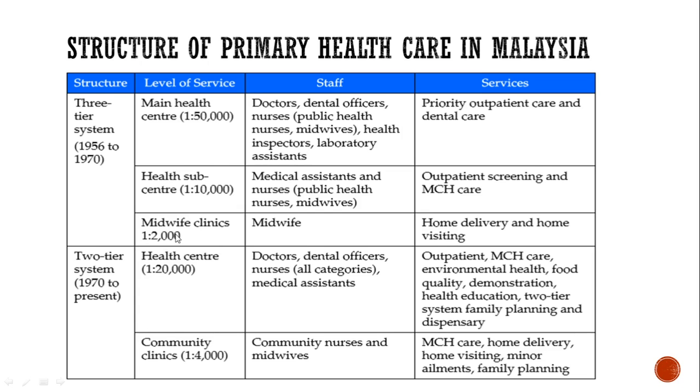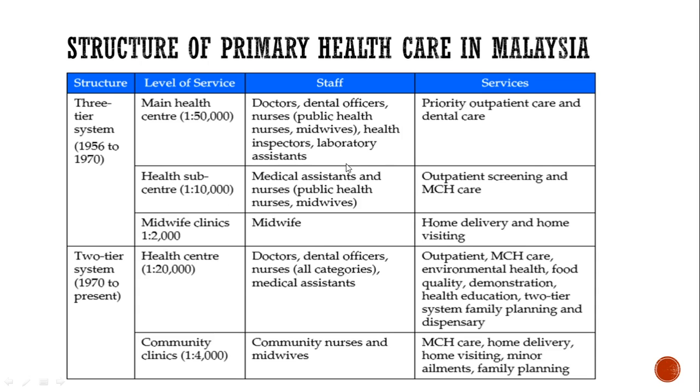Under the sub-health centers there are midwife clinics. One midwife clinic covers 2,000 population. That means there are 5 midwife clinics under a sub-health center. Doctors, dental officers, nurses, health inspectors, and laboratory assistants are the staff you can see in the main health center. But in sub-health centers you can see medical assistants and nurses only. Public health nurses as well as midwives are included under nurses. In midwife clinics you can see only midwives.